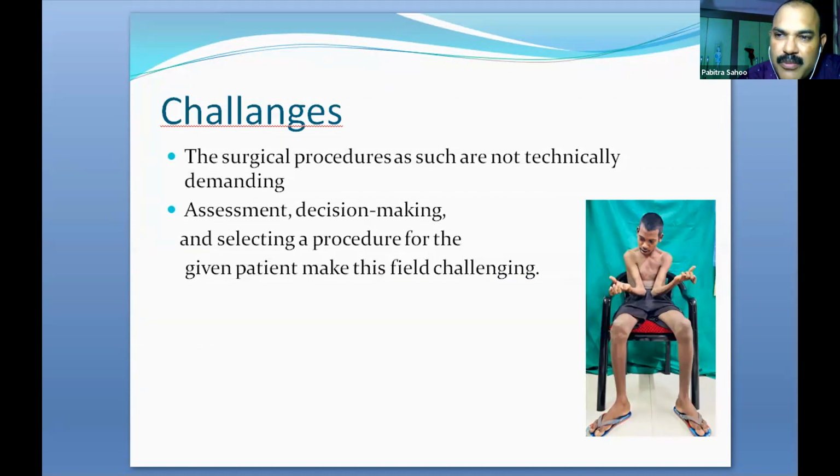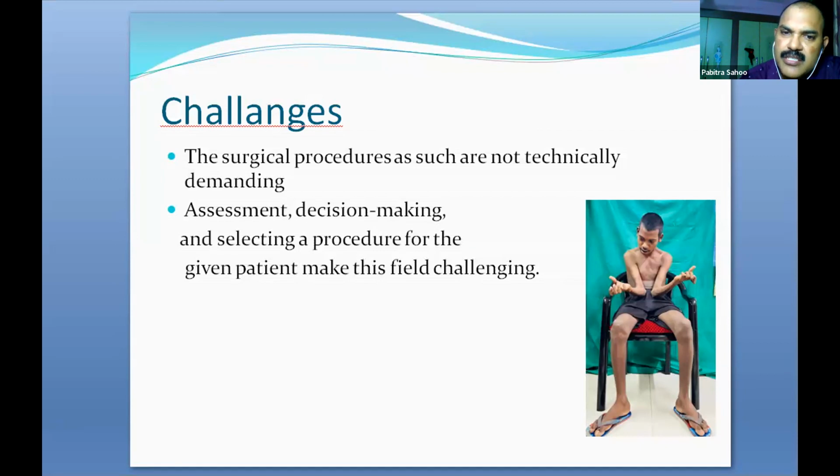What exact procedure is required for a particular type of deformity or a particular type of problem in hand function, that you have to assess, whether in a static way or a dynamic way. Dynamic way means you can take a video of the child, a video of the hand function. You observe minute by minute. You just see how the upper limb is used by the child for his day-to-day activities. From that also you have to judge what you are going to do, because these are all dynamic things you will get during all activities of daily living.